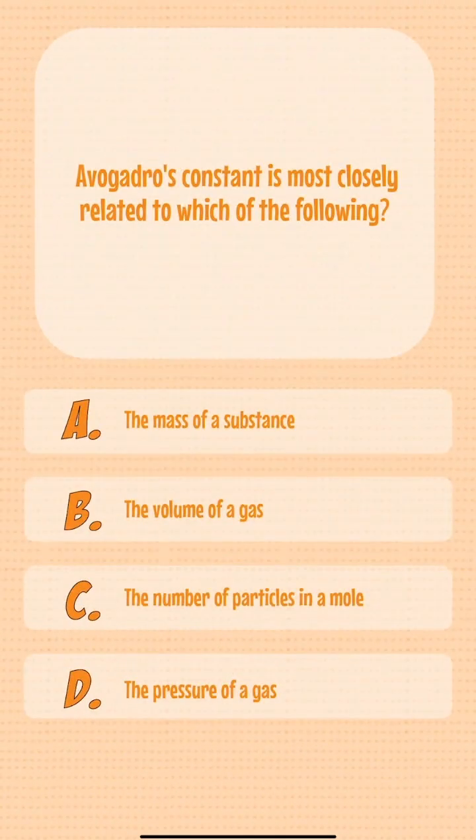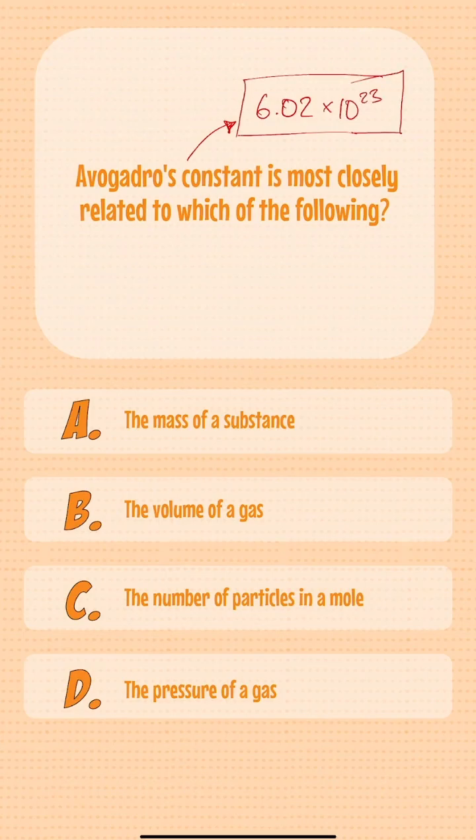Avogadro's constant is closely related to which of the following? What does Avogadro's constant tell you? The number for Avogadro's constant is 6.02 times 10 to the 23. But what does it actually mean? Why is that number important? Is it the mass of the substance, the volume of a gas, the number of particles in a mole, or the pressure of the gas? Write a comment and let me know what you think the answer is.